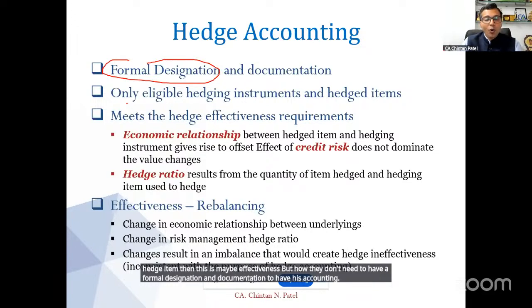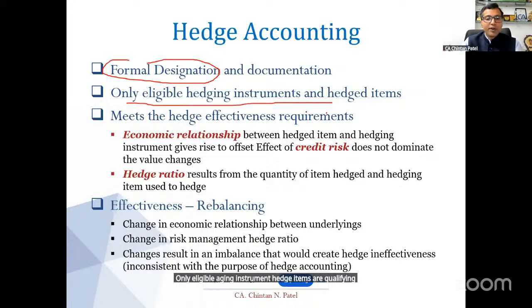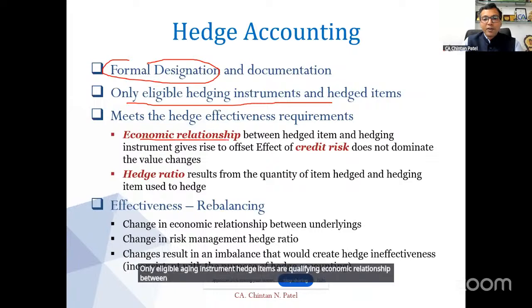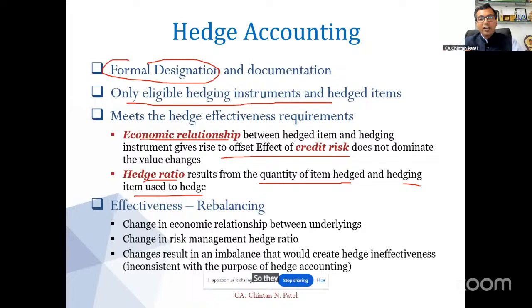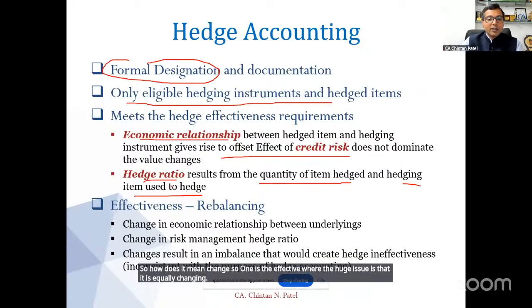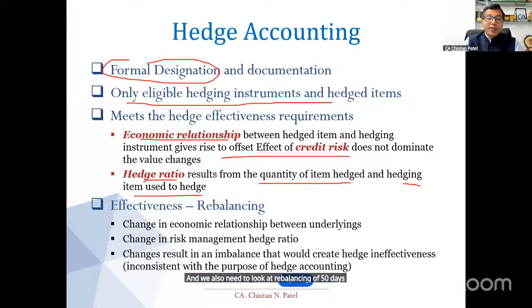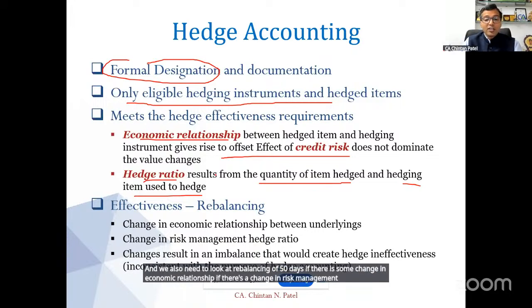Only eligible hedging instruments and hedged items qualify. There needs to be an economic relationship between hedged items and hedging instruments, giving rise to an offset effect, with credit risk not dominating. The hedge ratio needs to be seen, which results from the quantity of items hedged and hedging items used to hedge. So how this has changed: one is effective where the hedge ratio changes equally. And we also need to look at rebalancing. If there is some change in economic relationship, or a change in risk management hedge ratio, then again you need to reassess whether the hedge still qualifies as a hedge as per Ind AS 109.